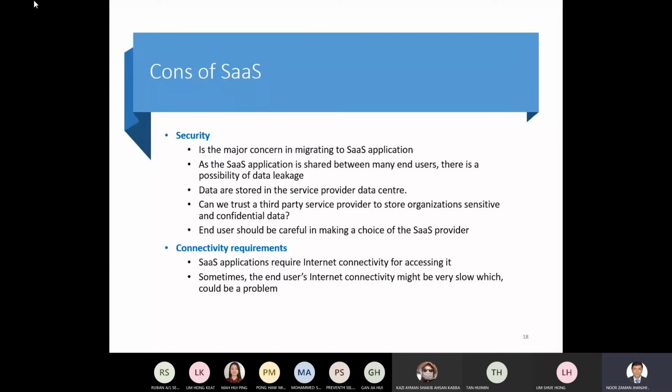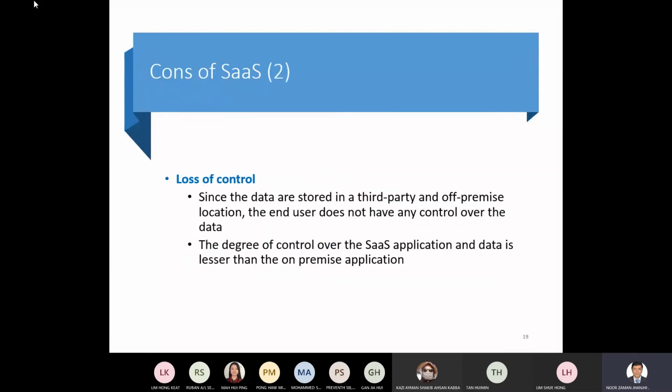And the connectivity requirement is another issue. It can be accessed through the browser, but it requires an internet connection, and a good one. If you are in a rural area, in some region where the internet connection is not up to the level, then that will be a limitation. Even though the services are there, you are not able to utilize them.